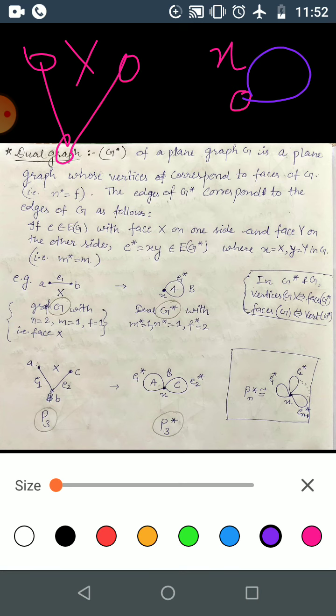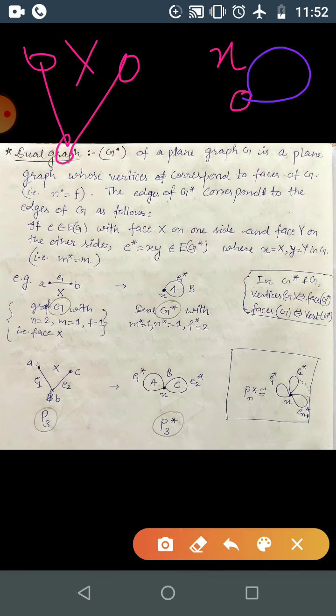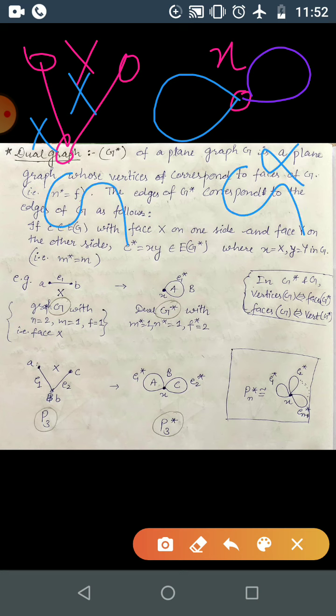This edge also has the same face, that is x on this side and x on this side, so same face on both sides. If any edge has the same face on both sides, that happens only in a cut edge, so it will become a loop. So every cut edge will become a loop in G star. So this is G, this is G star.